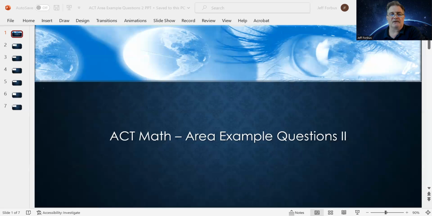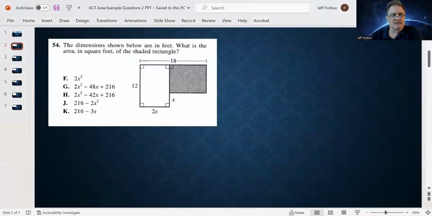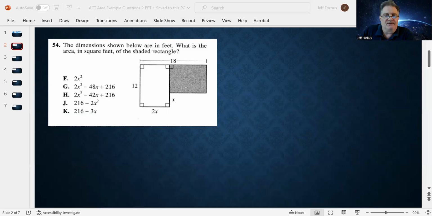It would really be appreciated, especially if we can help those young adults that are really needing help but aren't capable of getting help. So let's get moving on with the first question. All right, so here's the first question. The dimensions shown below are in feet. What is the area in square feet of the shaded rectangle? So we just want the shaded piece.